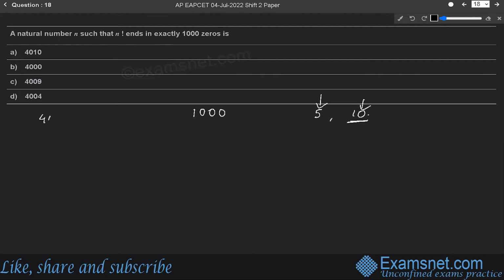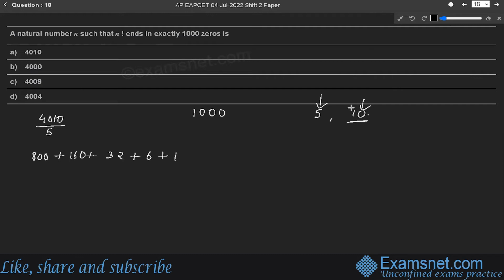First option is 4010. When 4010 is divided by 5 for the first time, it gives 800. Again, when 800 is divided by 5, it gives 160. When 160 is divided by 5, it gives 32. When 32 is divided by 5, it gives 6. And when 6 is divided by 5, the quotient is 1.